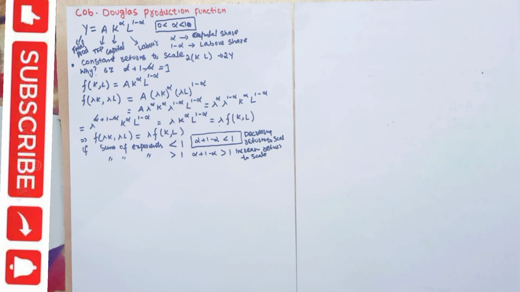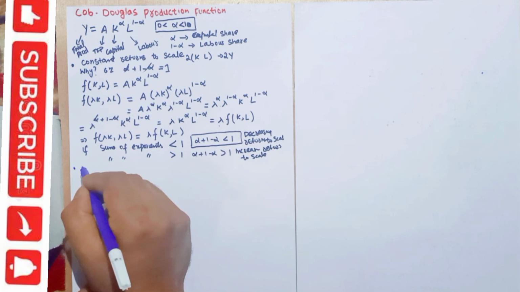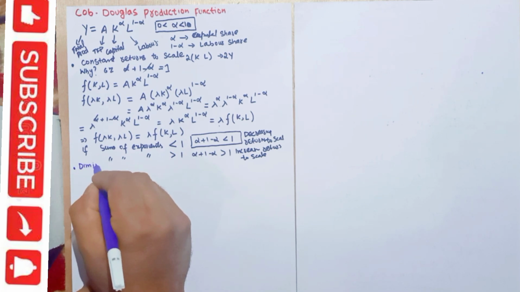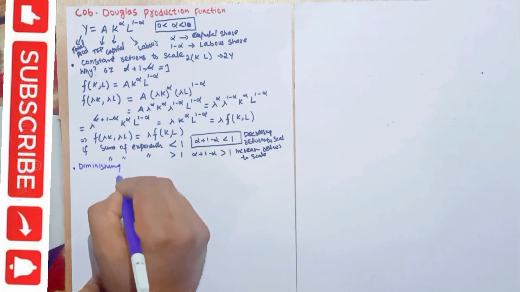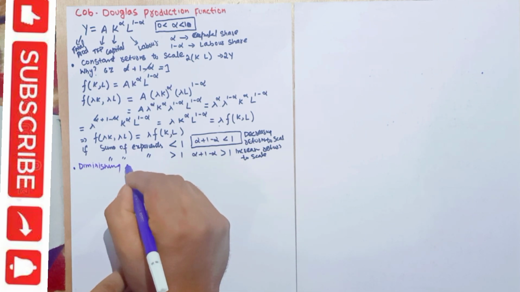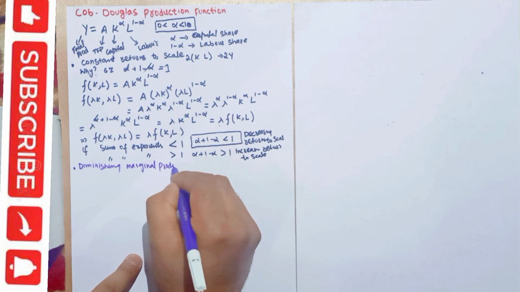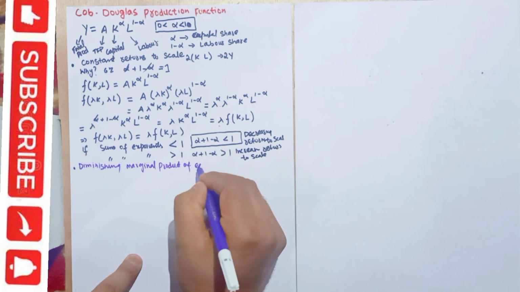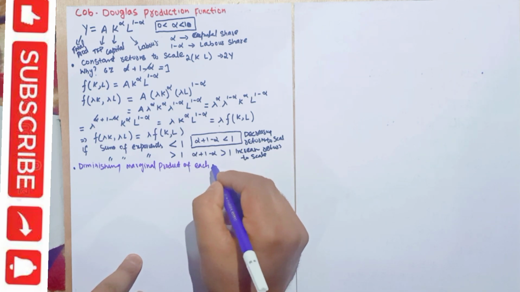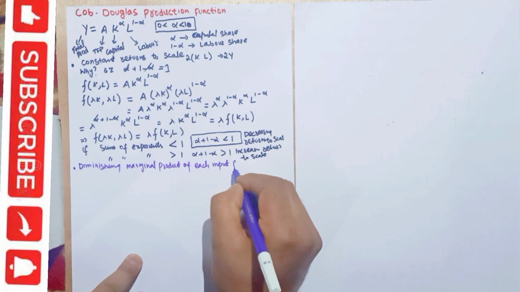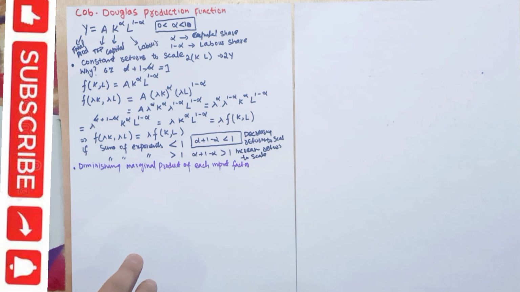Now another property of the Cobb-Douglas production function is the diminishing marginal product of each input factor. That is, another property is diminishing marginal product of each input factor, where our input factors are capital and labor.